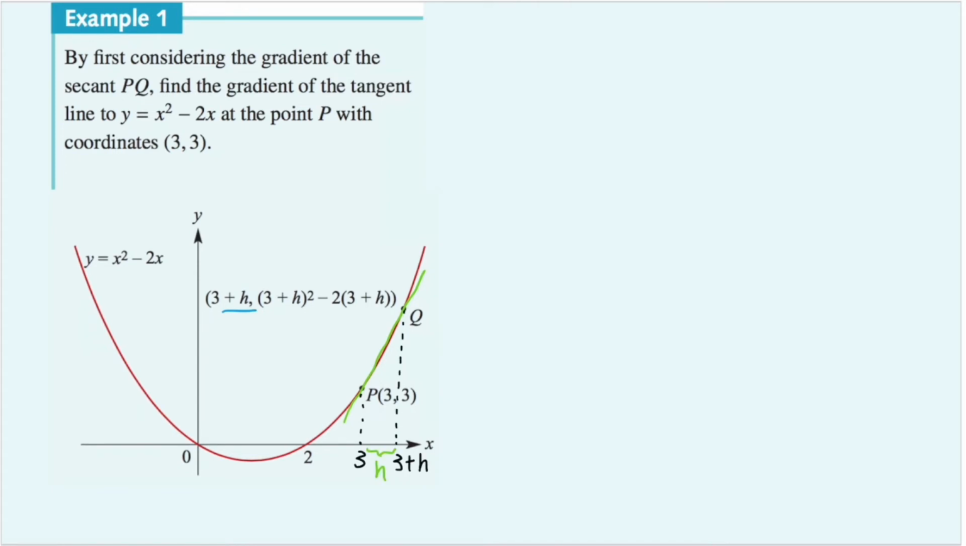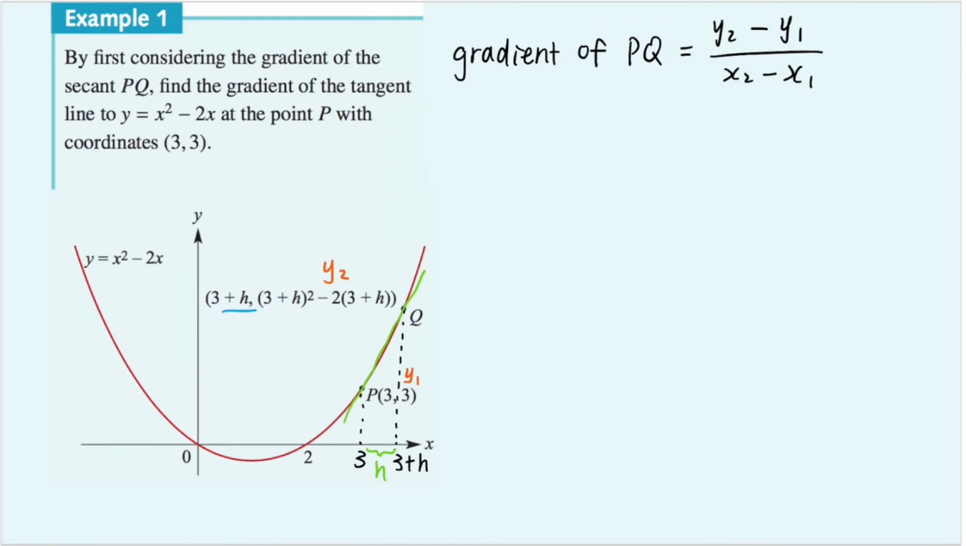So let's find the gradient of PQ using our favorite formula. y2 minus y1 over x2 minus x1. This is our y2, this is our y1, that's x2, and that's x1. y2 is 3 plus h squared minus 2 times 3 plus h, and y1 is 3, over x2 is 3 plus h minus x1 is 3.